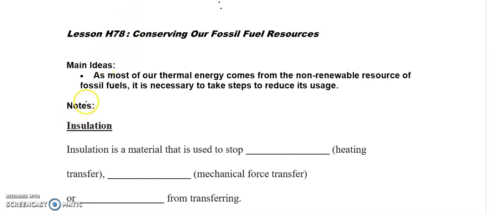Hello, this lesson is lesson H78. It's the last lesson that we've got within this unit.